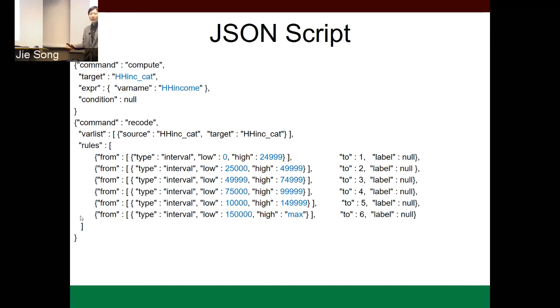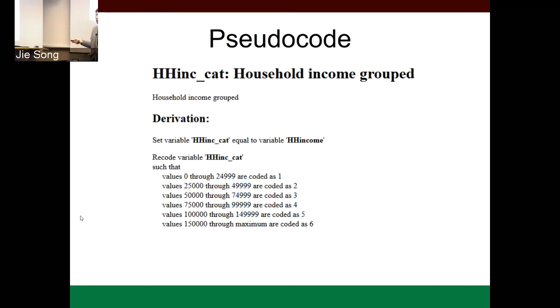SDTL is like an internal representation of the transformation. You don't have to know or understand it, but we'll convert it into the pseudocode representation. So the pseudocode will say, this is the target variable we have created. It describes the household income groups. And then the derivation process of this variable will be: first, we set the variable name equal to the input variable. And then we recode the values of this variable following these rules.